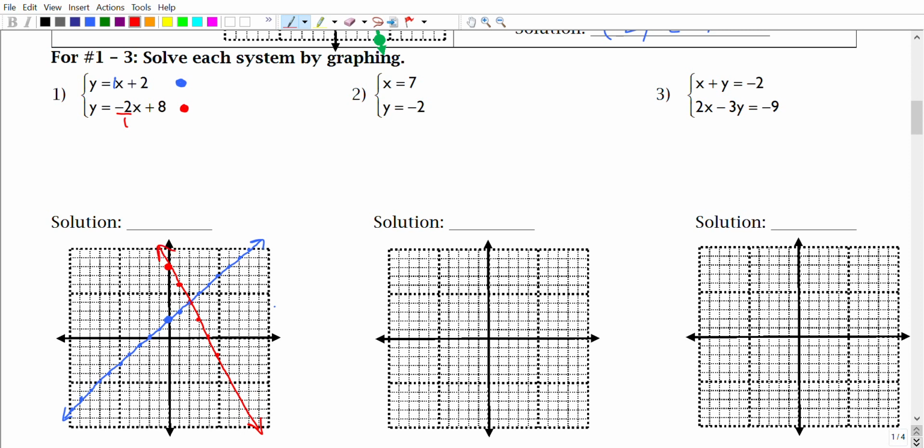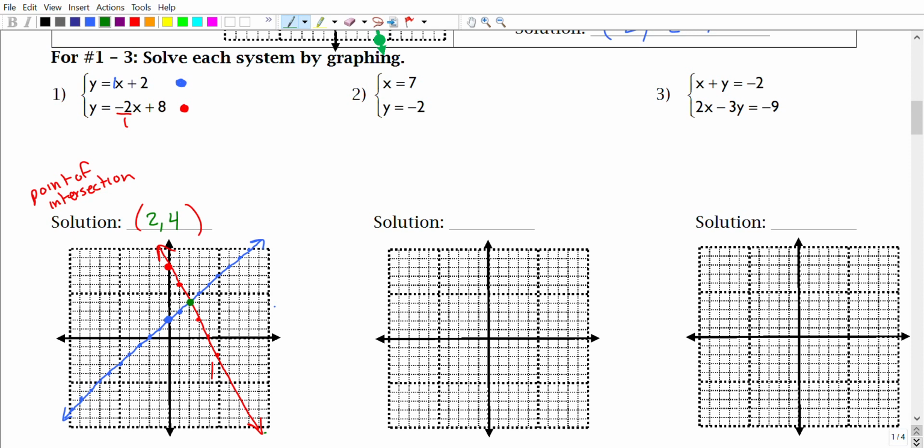Okay, and we know, again, solutions. What are solutions, or how do we identify them? We identify them by the point of intersection. Where do they intersect? At what point? Well, it looks like it happens right here, and that would be 2 comma 4. So 2 comma 4 is my solution. Okay, all right. This next one, we have x equals 7 and y equals negative 2.